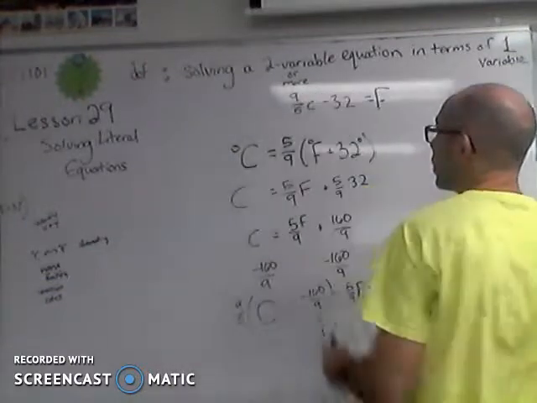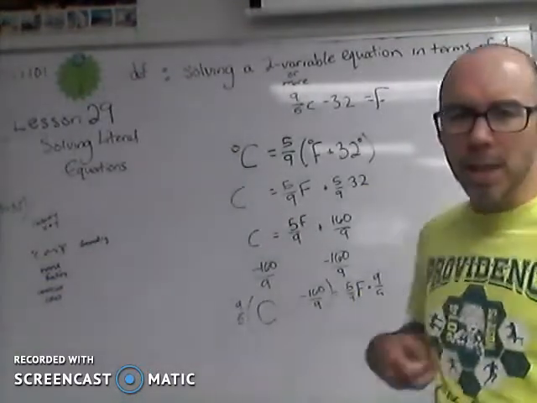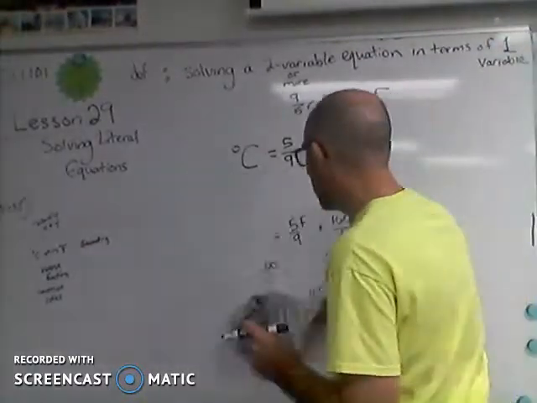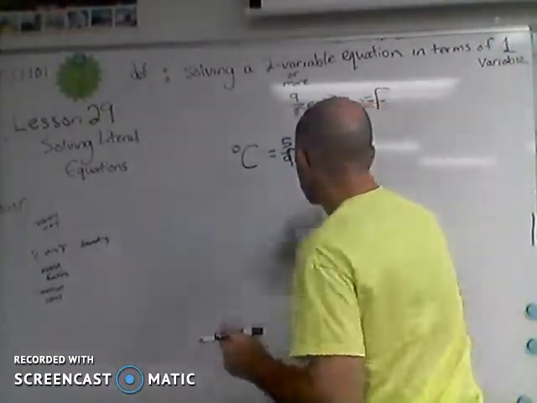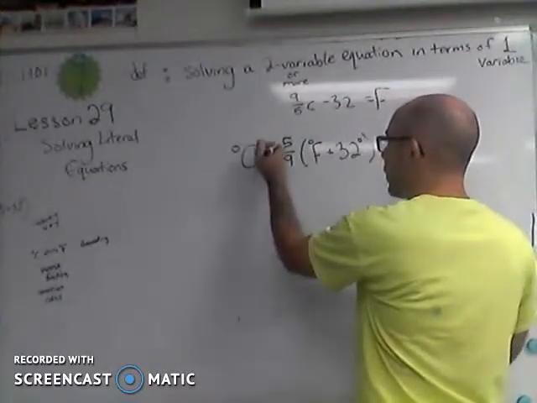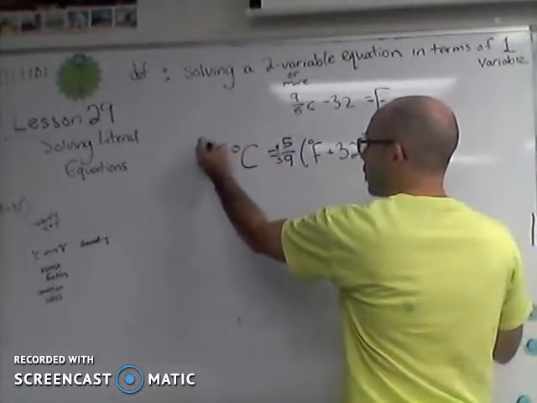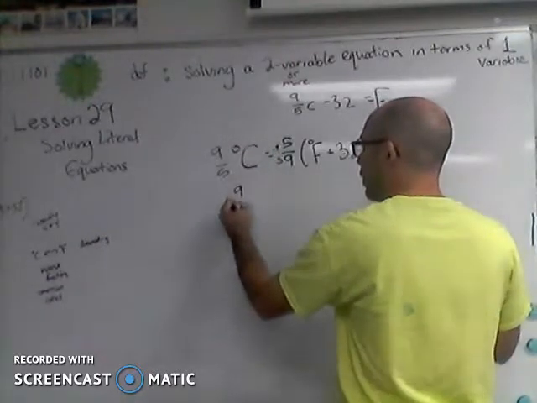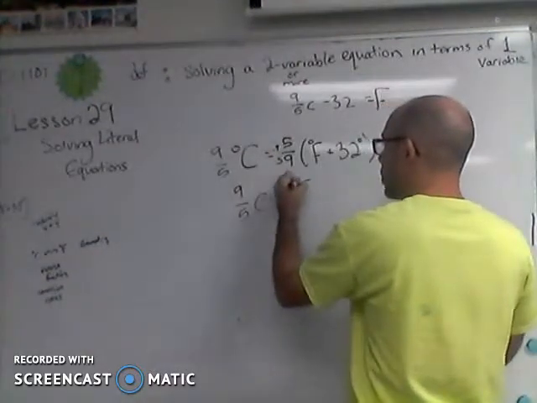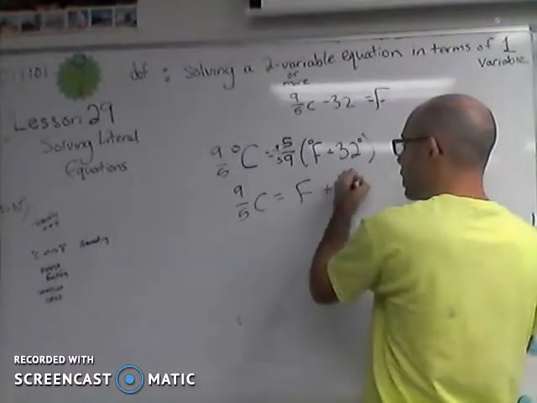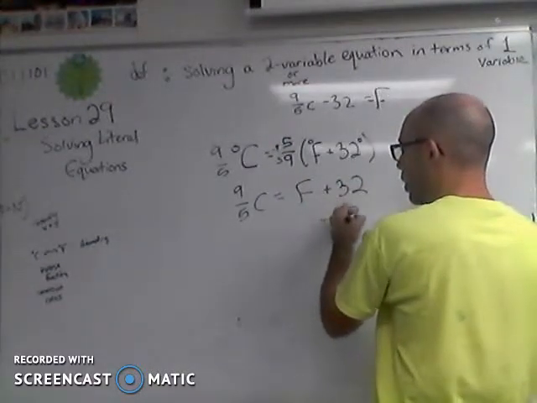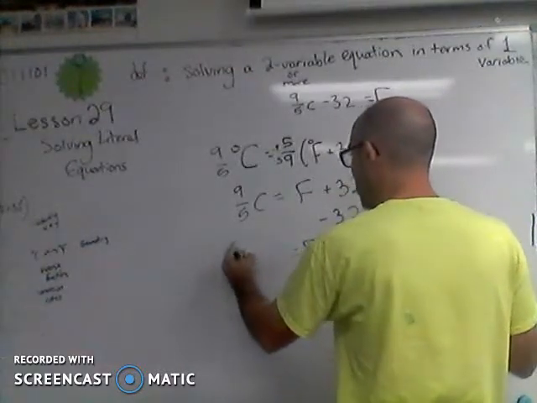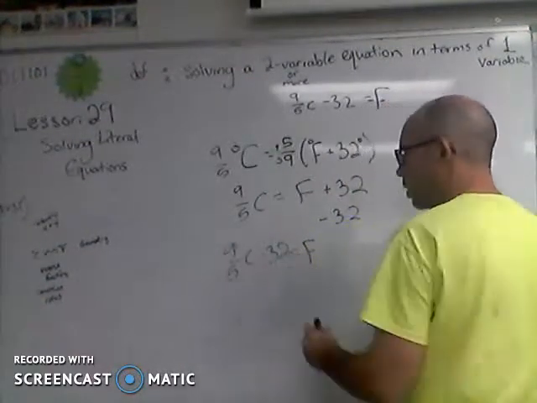minus 32. Now, I did it kind of clunky. Once I got here, I should have just multiplied both sides by 9/5 right here, and got 9/5 C equals, no more parentheses, and then subtract 32. I get the same thing, 9/5 C minus 32.